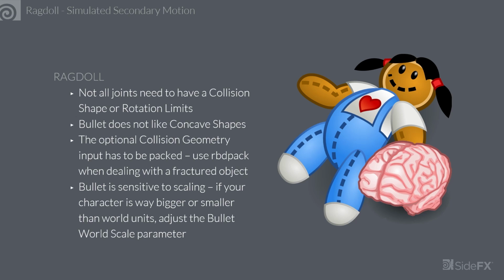And last but not least, this is something we did not cover, so it's important to mention here. Bullet is quite sensitive to scaling, so it expects proper scaling in terms of unit size. If your character is off, so it doesn't stick to the proper unit scale, then you might want to adjust the bullet world scale parameter on the node just to make sure that all constraints behave as expected.